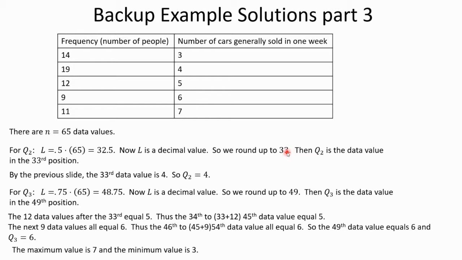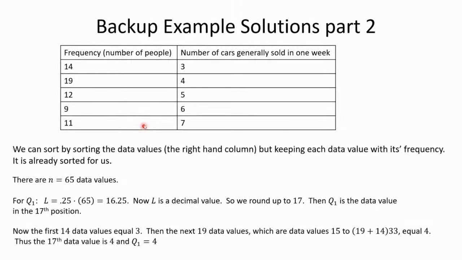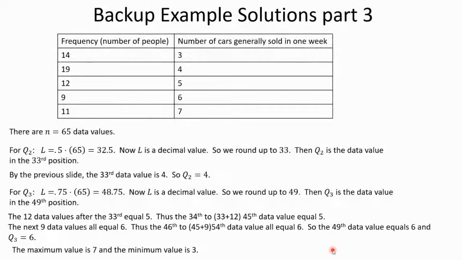Meaning the data value in the 33rd position is our median. And we actually got that already. That is here. It's 4. So 4 is also the median. Okay, that's good.